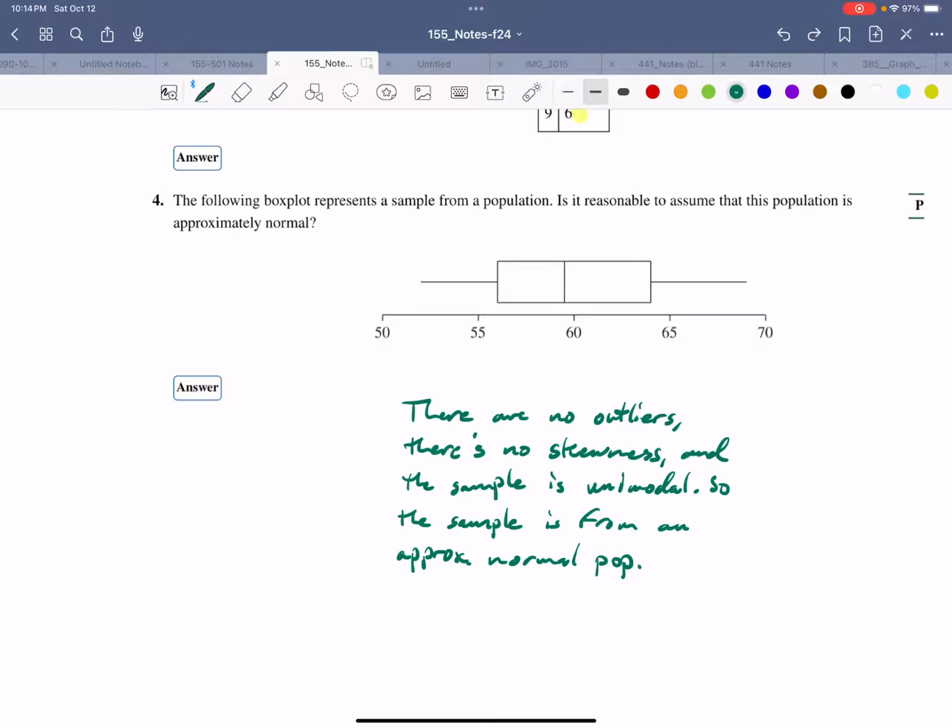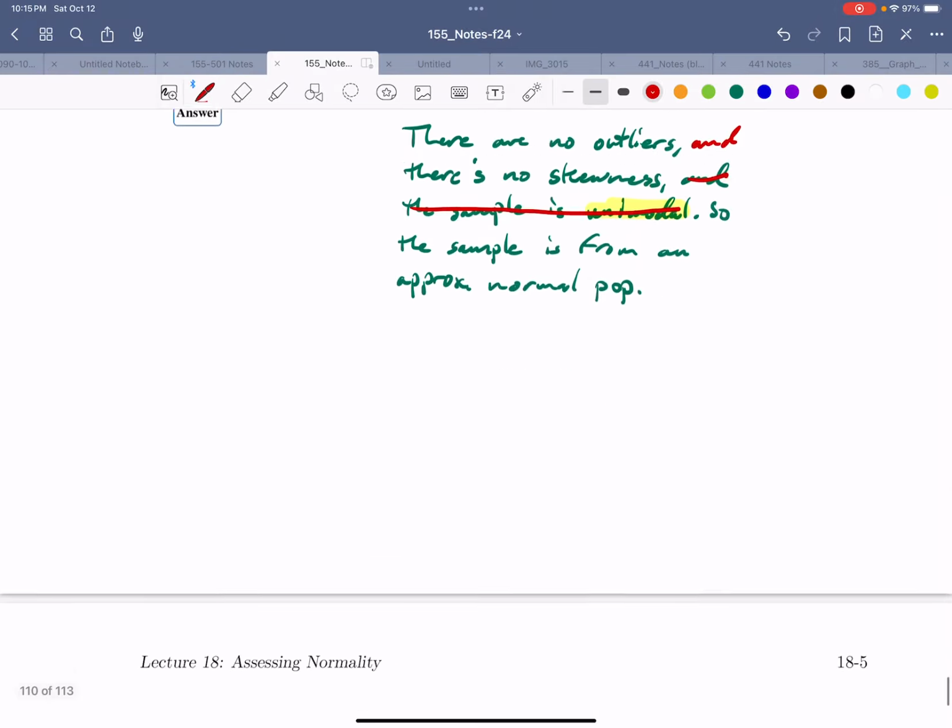Now, the one thing that you need to be a little careful of with box plots is you don't really know anything about modality, actually. You don't know whether it's bimodal. And there is no skewness, right? Box plots are not quite as helpful for detecting normality because we don't know about modality. But we work with what we've got. And based on this, there's no reason to think that the population is not normal. Okay.